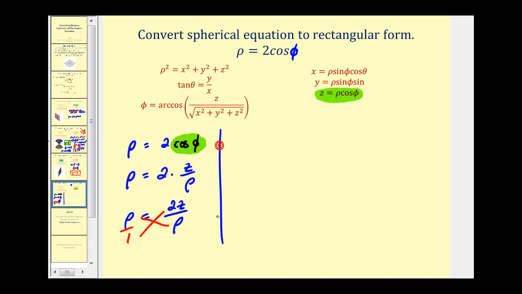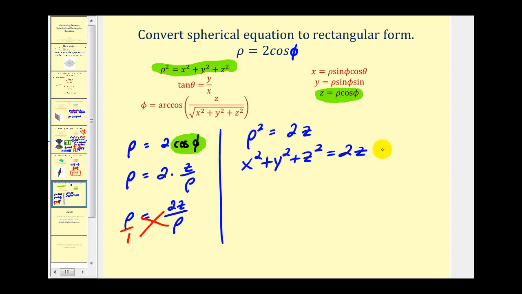Let's go ahead and do that. Now the reason that's helpful is we have an equation that relates rho squared to x, y, and z. So using this equation here, we can rewrite this as x squared plus y squared plus z squared equals 2z. Let's go and set this equal to 0. And now we have a rectangular equation for the spherical equation rho equals 2 cosine phi.